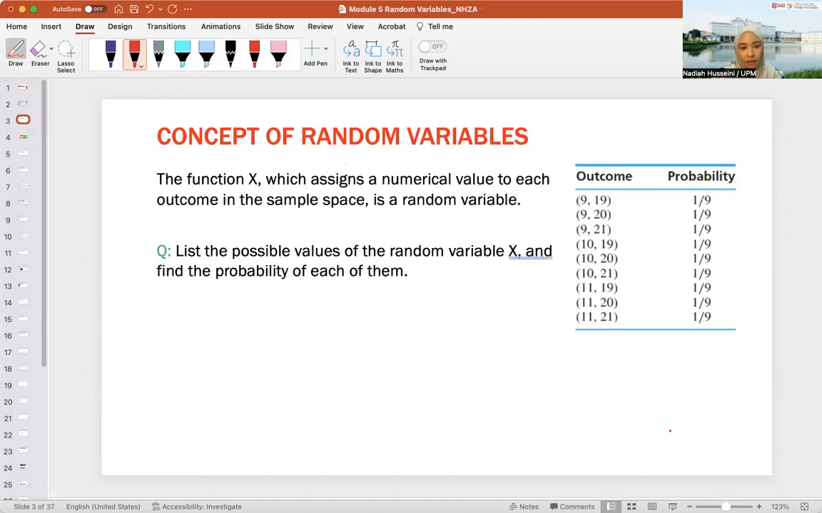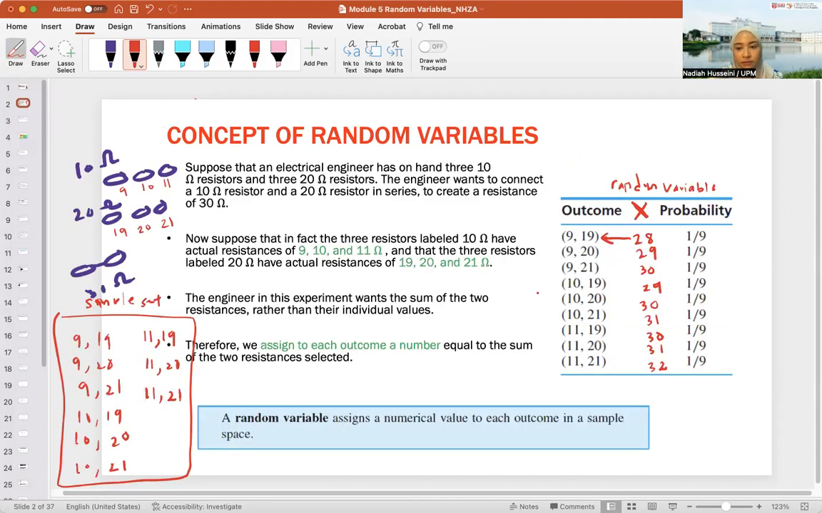Moving on. Now the function X, capital X, which assigns a numerical value to each outcome in the sample space, is the random variable. We talked about this. Now the question is, list the possible values of the random variable X and find the probability of each of them. Now we already listed it out up here in the previous slide. What are the possible values? It's 28, 29, 30, 31, 32. So it's 28 up to 32.